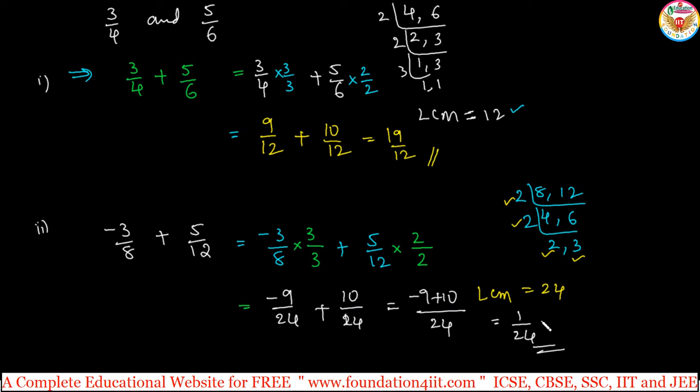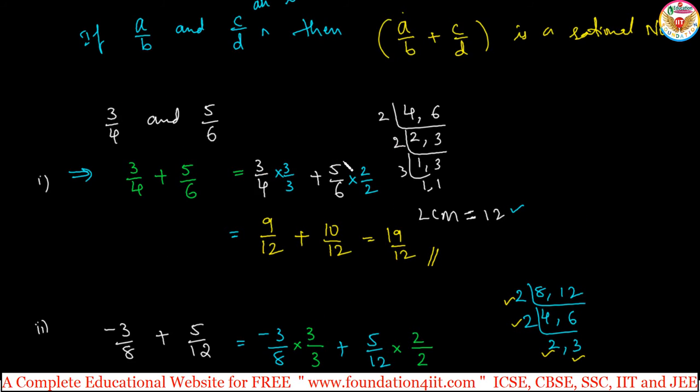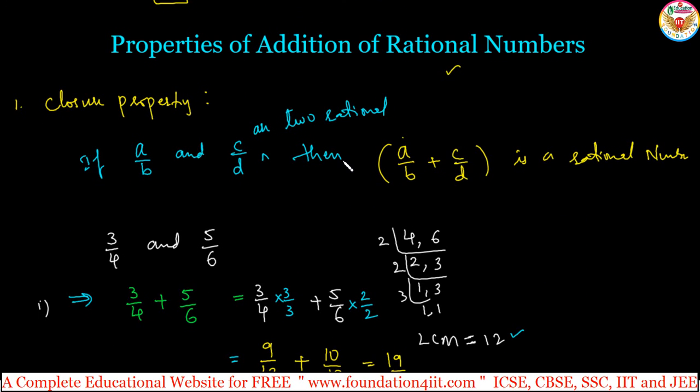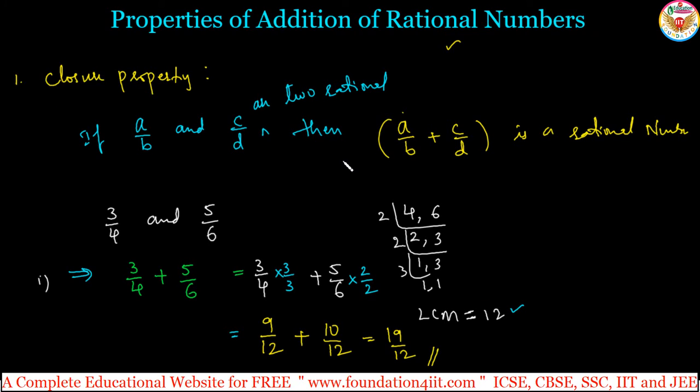So 1 by 24 you got, which is also a rational number. So this is also a rational number, right? So if adding any two rational numbers, the result is also rational. That is the closure property. So as per the closure property, it exists in the properties of addition of rational numbers.